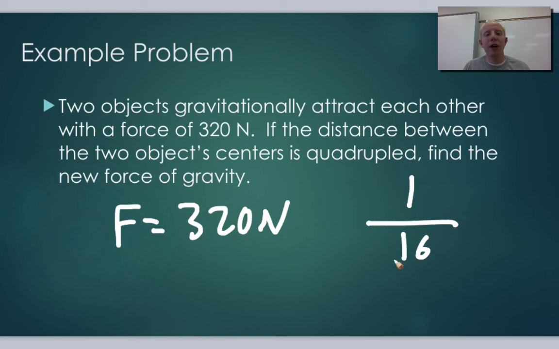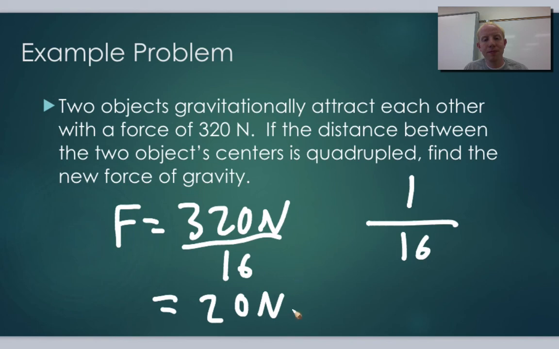So all that stuff on the right side became a 1 over 16. Whatever force I get, I should just divide it by 16. And that will give me 20 newtons. So if you think about this, I had 320 newtons force between these two objects. I just quadrupled their distance. Now that went all the way down to 20 newtons.